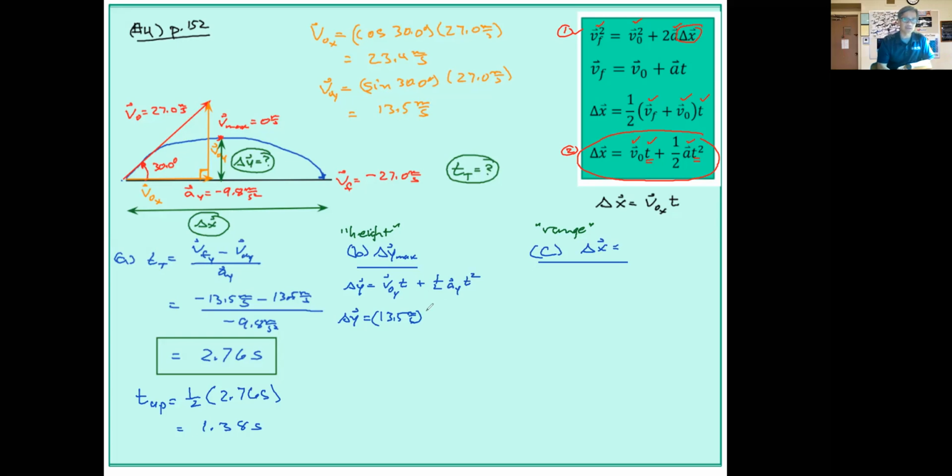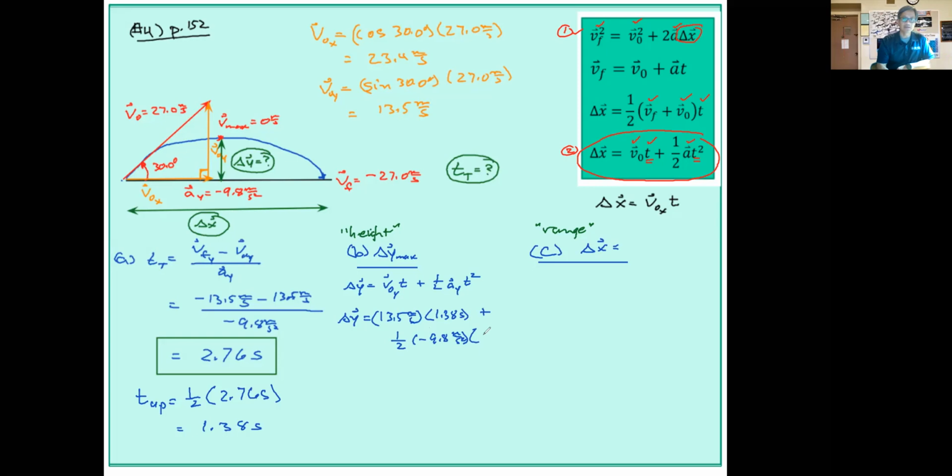Okay, so let's go ahead and plug that in. We have 1.38 seconds, plus, and I'm just going to quickly write this down here, you guys, 1/2 a, and remember, a along the y is negative 9.8 meters per second squared. And don't forget that sign, folks. If you do forget that sign, your answer is going to be larger than it should be.